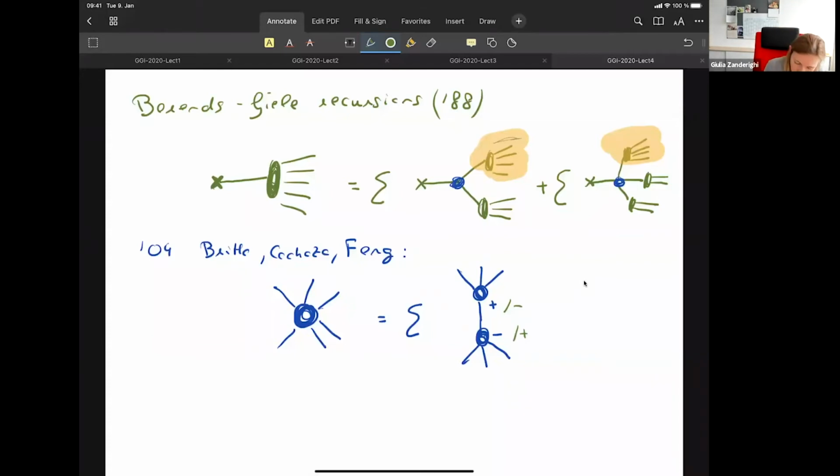Also, something else was suggested around the same time. Let me write it here. Again in 2004, this was due to Cachazo, Svrcek and Witten. And here they were talking about MHV amplitudes. MHV means maximal helicity violating amplitudes. Maximal helicity violating amplitudes are interesting because it's well known that they have a very, very simple form.